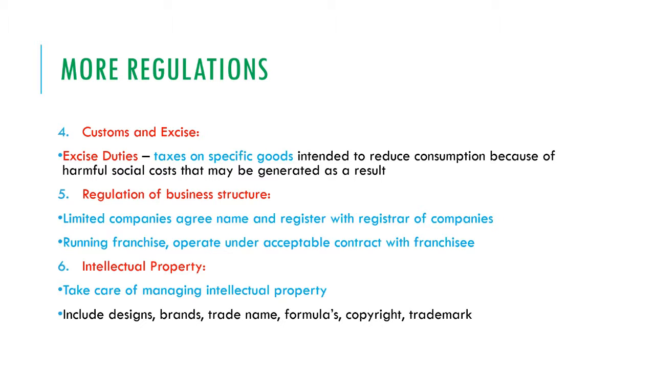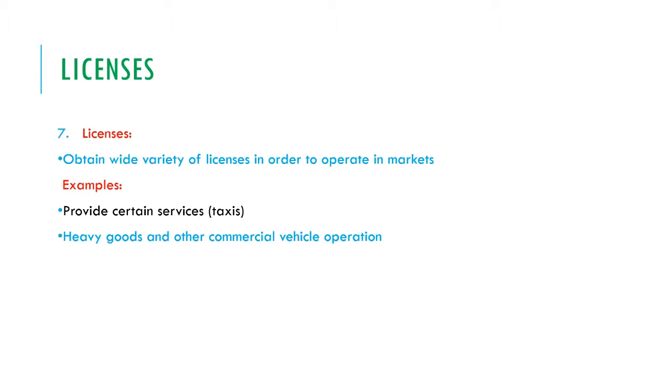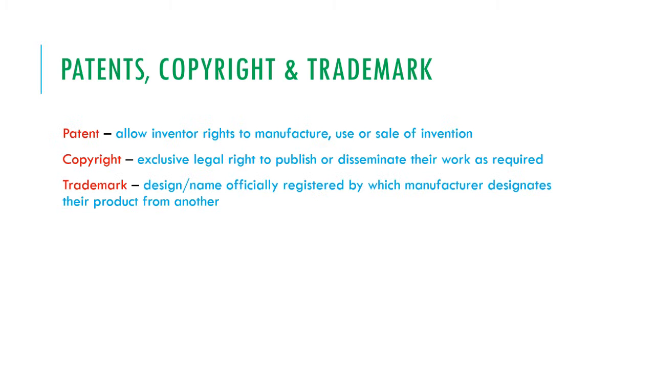Intellectual property is essentially everything that your business actually owns, and you have to take care of managing this intellectual property, and this can include designs, brands, trade names, formulas, copyright, and trademarks, and this will come under the Copyright and Patents Act and trademarks and stuff like that. Licenses: a business may have to obtain a wide variety of licenses in order to operate in the market. Examples include taxi licenses and heavy goods licenses and commercial vehicle operation licenses.